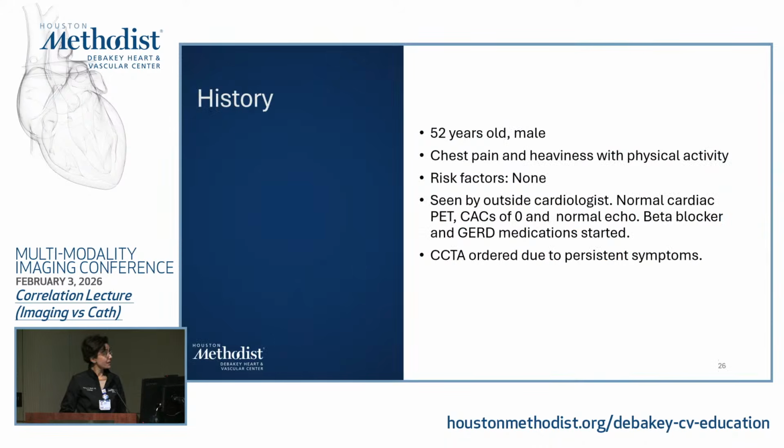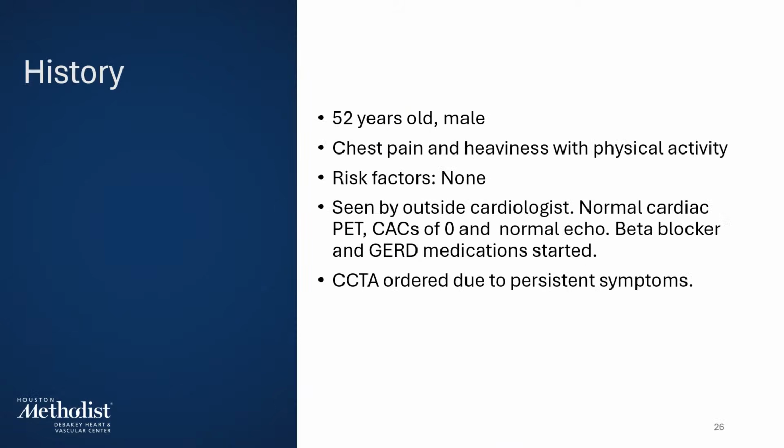Okay. So my patient is a 52-year-old male presenting with chest pain and heaviness with physical activity. He doesn't have any risk factors. He's seen by an outside cardiologist. He underwent extensive cardiac workup for this chest pain, including a normal cardiac PET with a calcium score of 0 and a normal echocardiogram. He was started on some beta blockers and some PPIs for symptomatic relief, but the patient continues to have symptoms, so this is why a coronary CT angiogram was ordered.